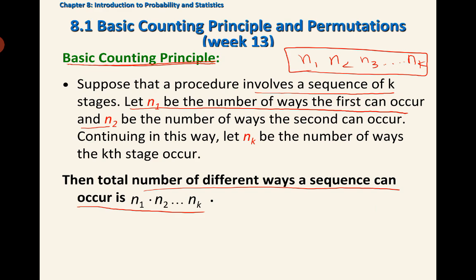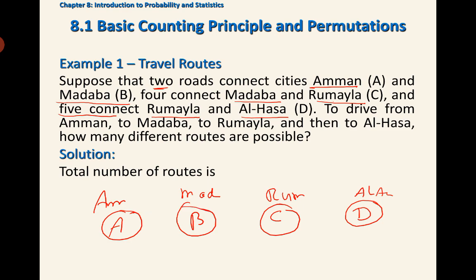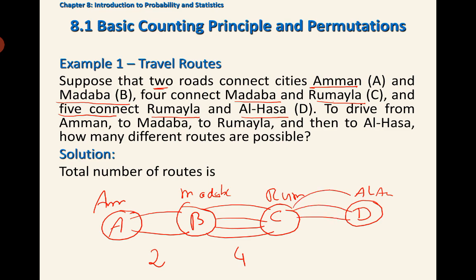The first, n1, is the number of ways that the first event occurs. The first event is connecting A and B. There are two ways. To connect B and C, Madaba and Rumayla, there are 4 roads, 1, 2, 3 and 4, so 4 ways. The second event can occur in 4 different ways. The second event is reaching from B to C. Third event, from C to D, Rumayla to Al Hassa, there are 5 different ways.